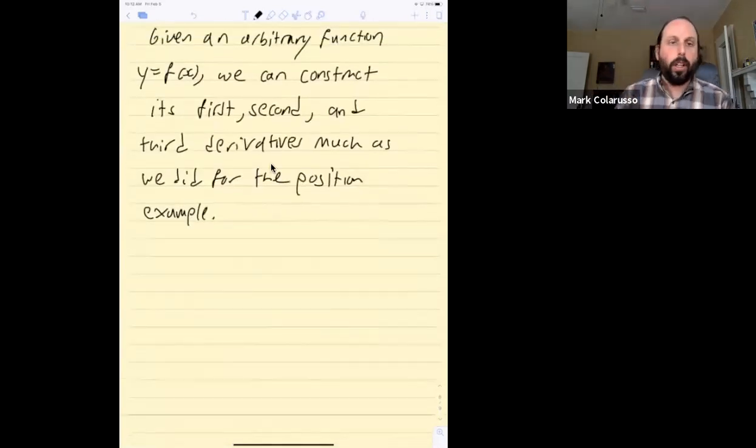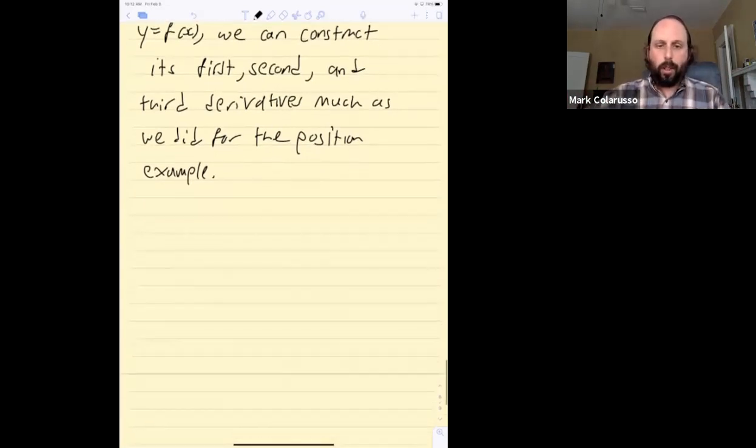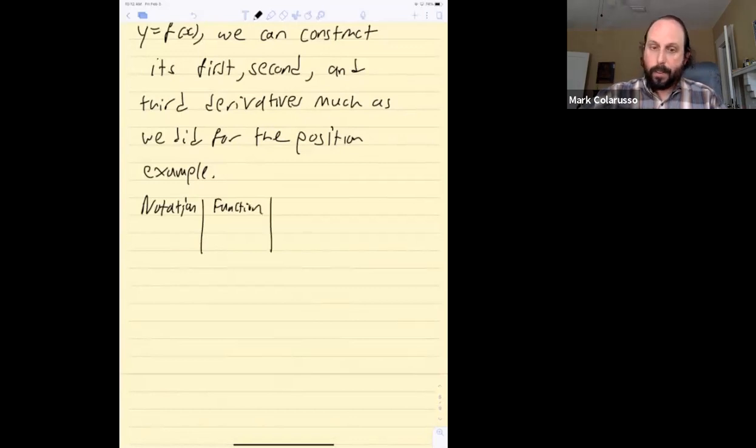So there's a table in the notes, and let me try to reproduce that here. I'll do more or less the same thing, but I might use slightly different terminology for some things. So: notation, function, first derivative, second, and then the third one.